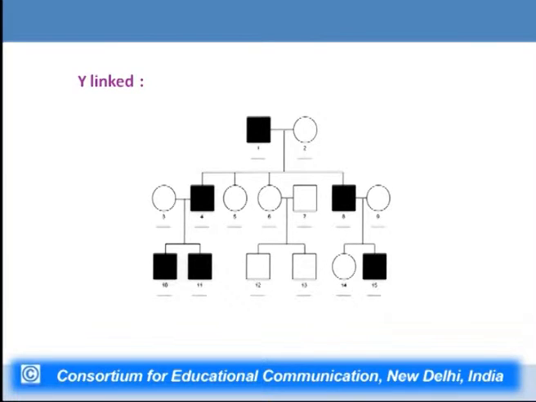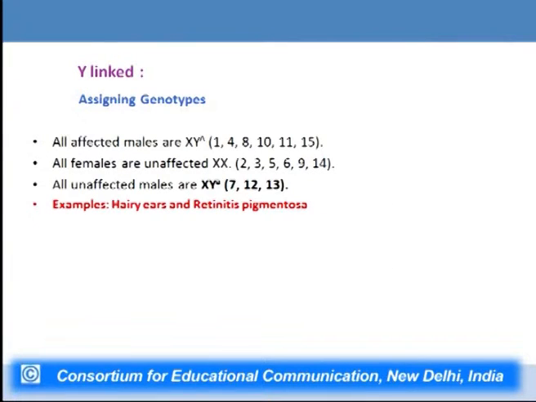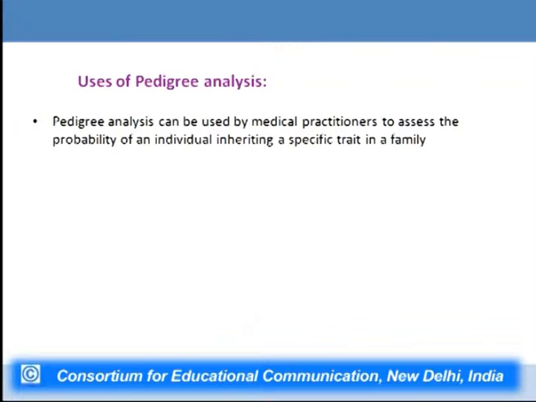Because the Y chromosome is inherited from father to son, we assign genotypes in this particular manner. All affected males are X Y capital A, all females are unaffected XX, and all unaffected males are X Y small a. There are some traits like hairy ears and retinitis pigmentosa which follow this pattern of inheritance. Now, pedigree analysis is a very useful tool in genetics and the medical field, because it can be used by medical practitioners to assess the probability of an individual inheriting a specific trait in a given family.